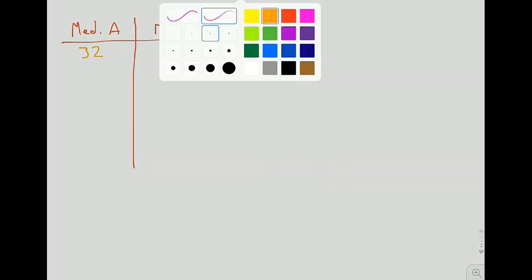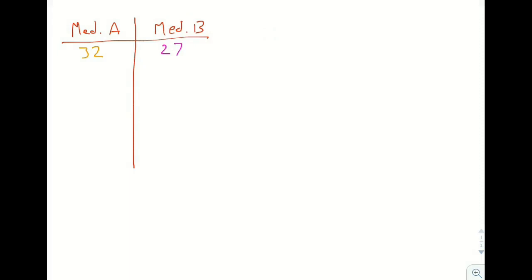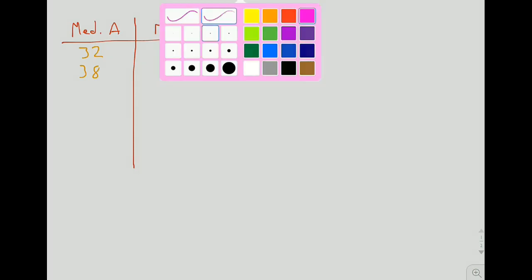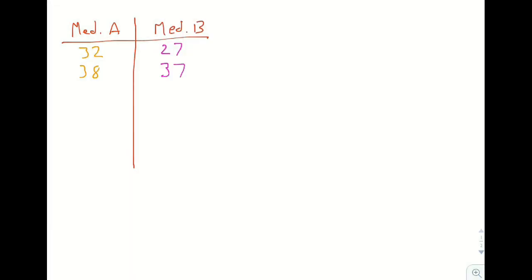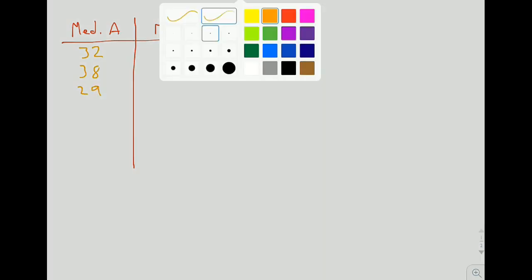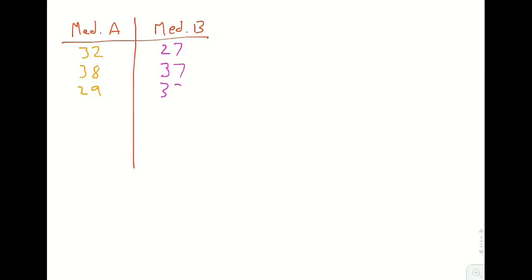Now we go to the next pair of twins, and they were randomly split up between the two different medicines, and the one who received medicine A got a 38, and the one who received medicine B had a 37. Let's do one more example, or one more potential pair of twins. First one had a 29, second one had a 33.